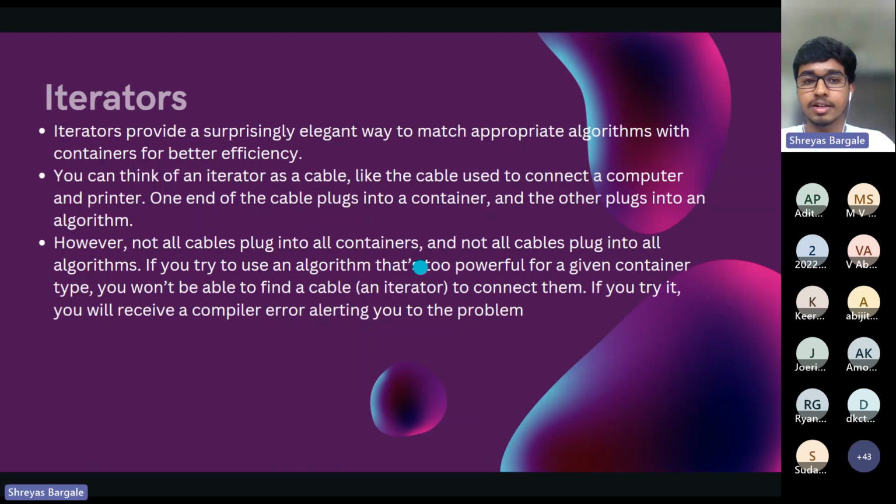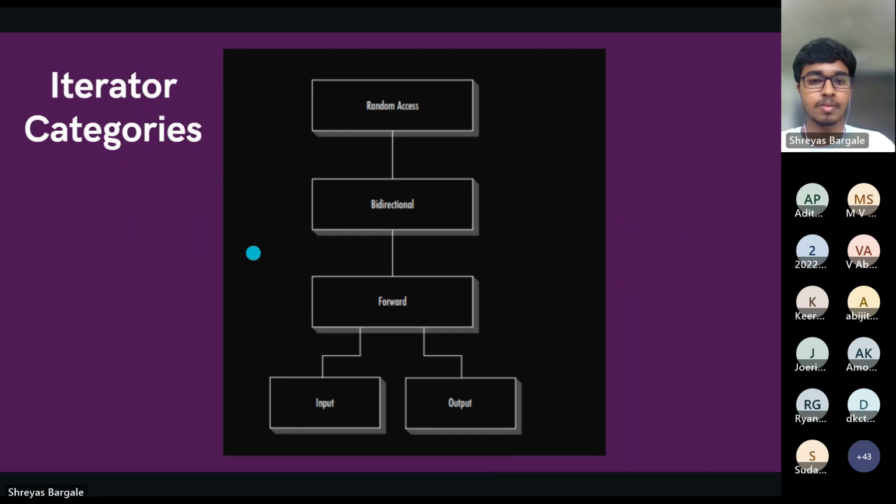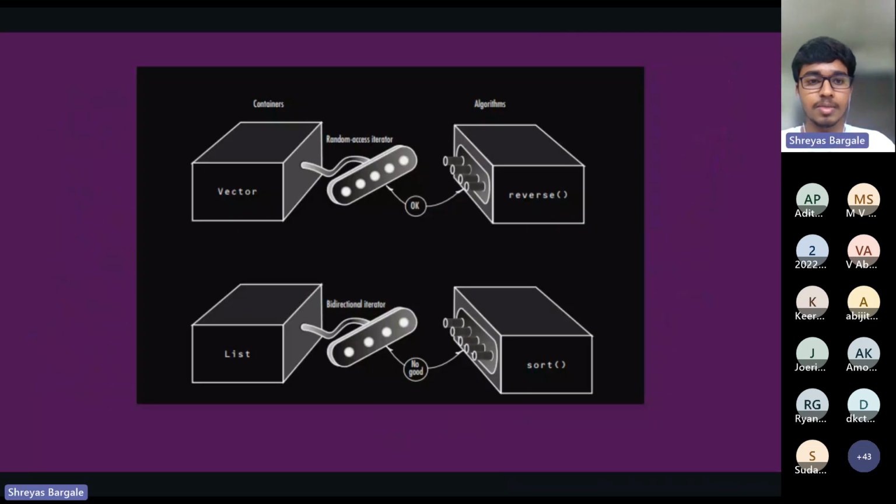However, all the iterator types are not the same, because all the containers are not of the same type. So you need different kinds of iterators for different kinds of containers. So again, basically something like this. You have a container, you have an iterator, and it helps you access elements and have different kinds of algorithms working on it.